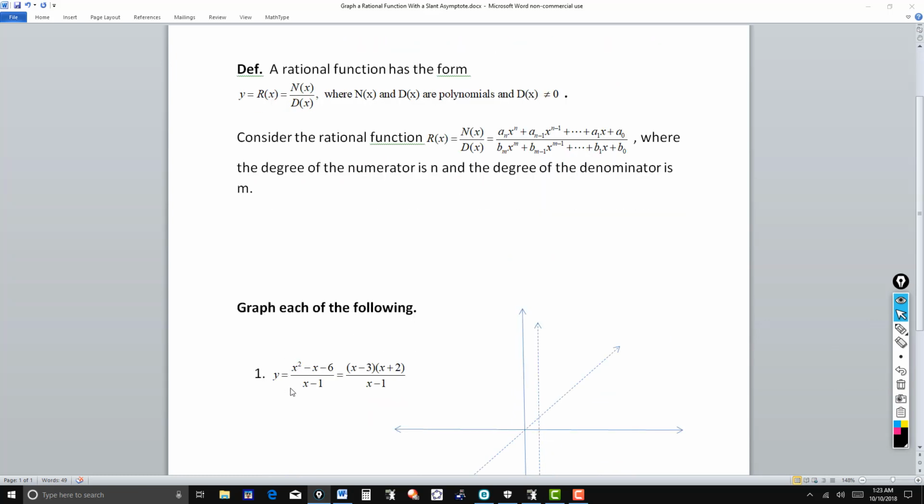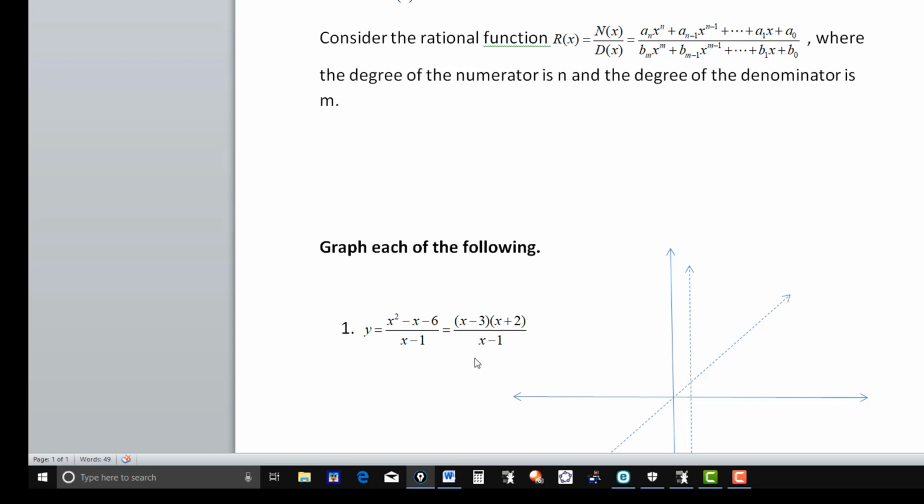So let's look at the one that I have here. Again, this has to be in simplified form, so I factored it out so you can see there's no common factor, so there's nothing I can cancel out here. If the degree of the numerator is 1 more than the degree of the denominator, okay, the degree of the numerator is 2, the degree of the denominator is 1 because it's x to the first. So in this case, you anticipate a slant asymptote. What you can do here is use synthetic division, or you can use long division, and just divide the denominator into the numerator.